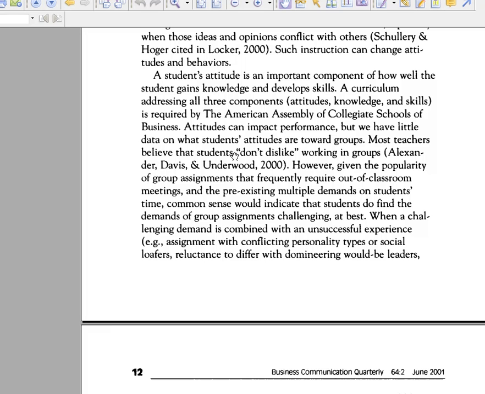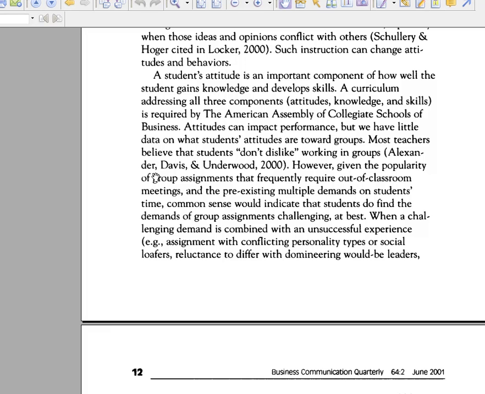"Most teachers believe that students don't dislike working in groups." And we see that we take up this idea that we've introduced here, the notion of groups, and then we're going to develop that idea by saying, well, students don't seem to dislike groups according to teachers. However, we're going to provide contrast.